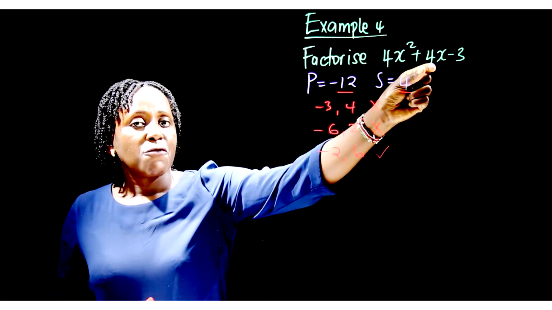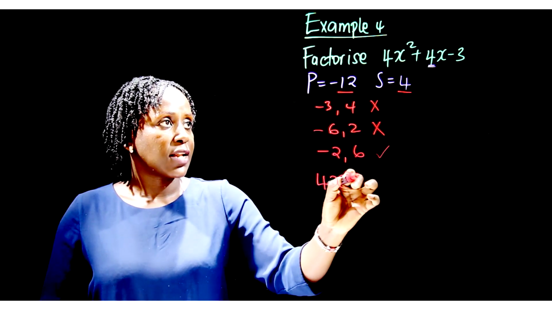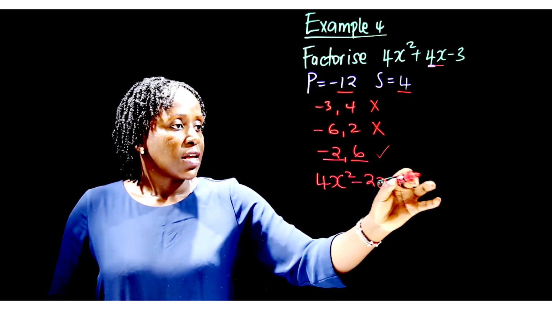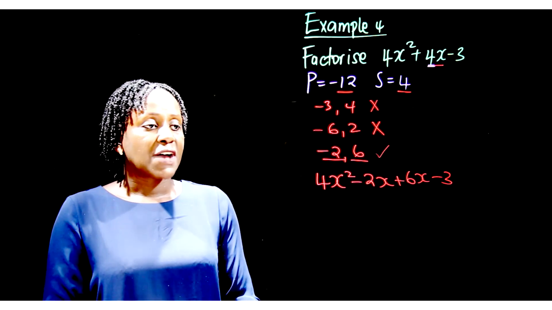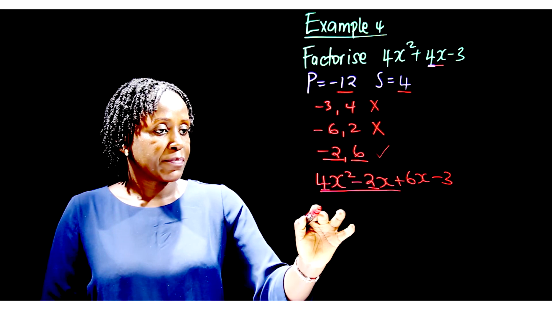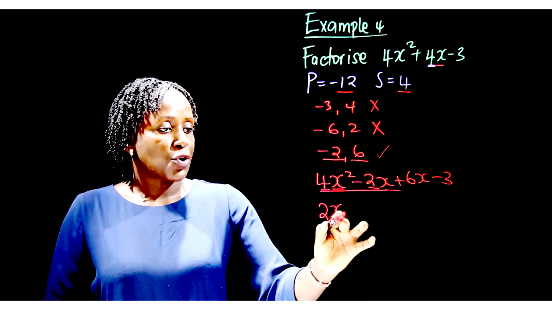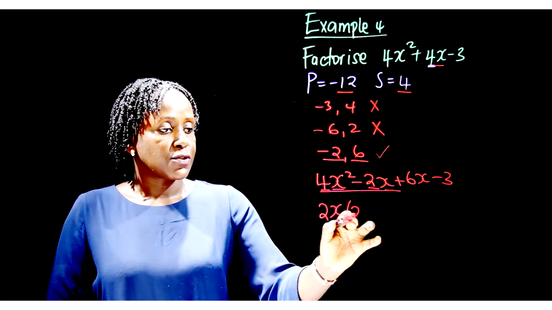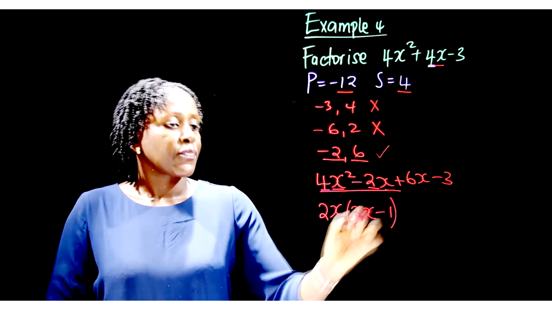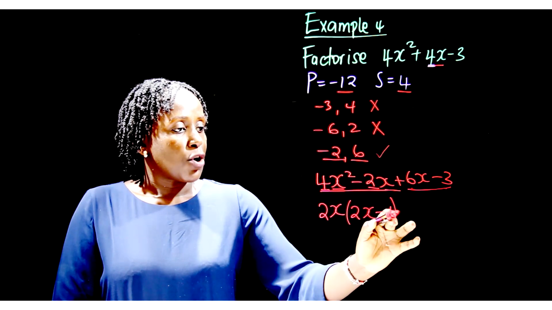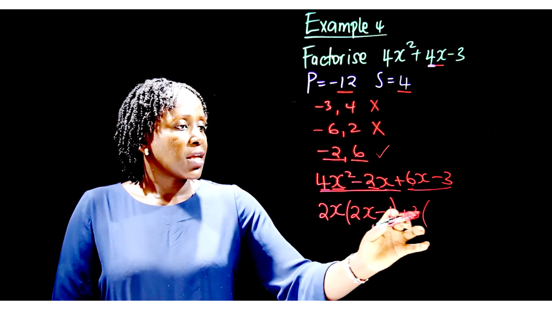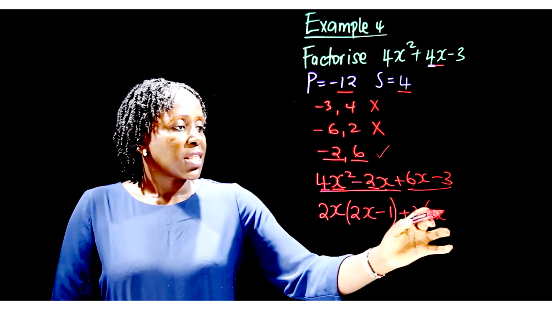So now we use them to break 4x. So we have 4x squared, and instead of writing 4x, we have minus 2x plus 6x, and then minus 3. Now we can factor out what is common. Between these two, we have 4 and 2, so 2 is common. Between x squared and x, x is common. So 4 divided by 2 is 2, x squared divided by x is x, and minus 2x divided by 2x is 1. Then looking at the other two values, 3 is common. So we have plus 3. 6x divided by 3 is 2x, then negative 3 divided by 3 is negative 1.